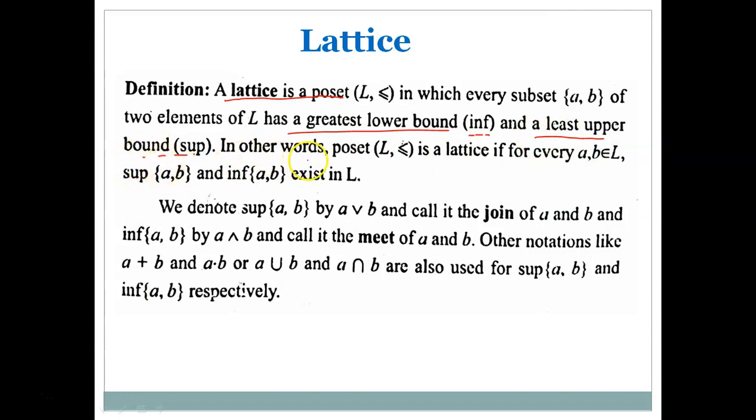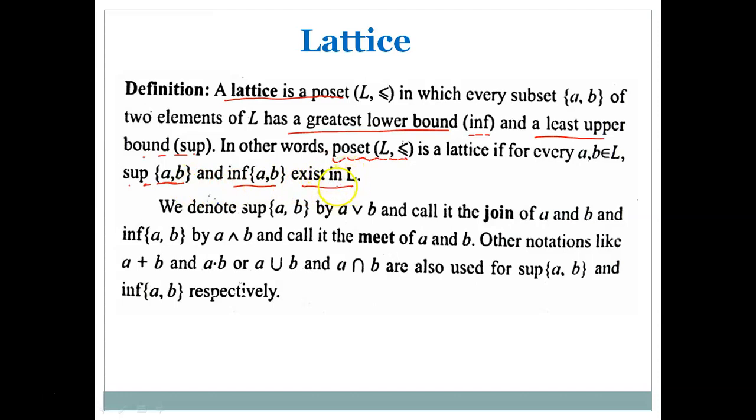In other words, we can say a partially ordered set (L, ≤), a partially ordered set L with the relation, is a lattice if for every a, b belonging to L, the supremum of this set exists and the infimum of this set exists, and that supremum and infimum should belong to the set L itself. Only then we will say that L is a lattice.